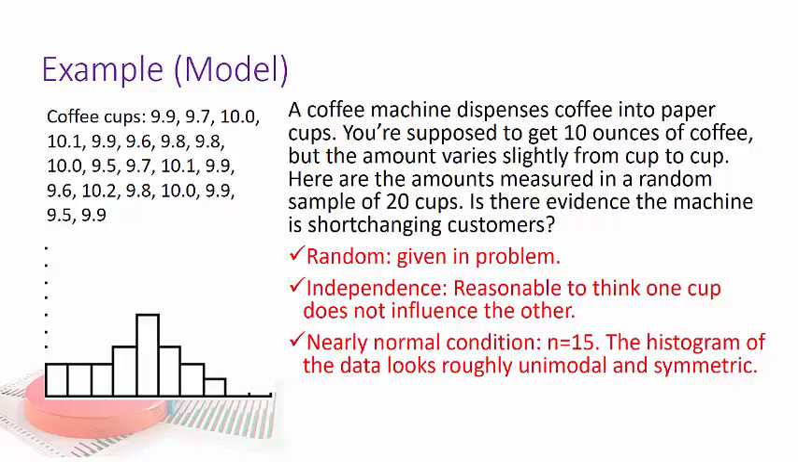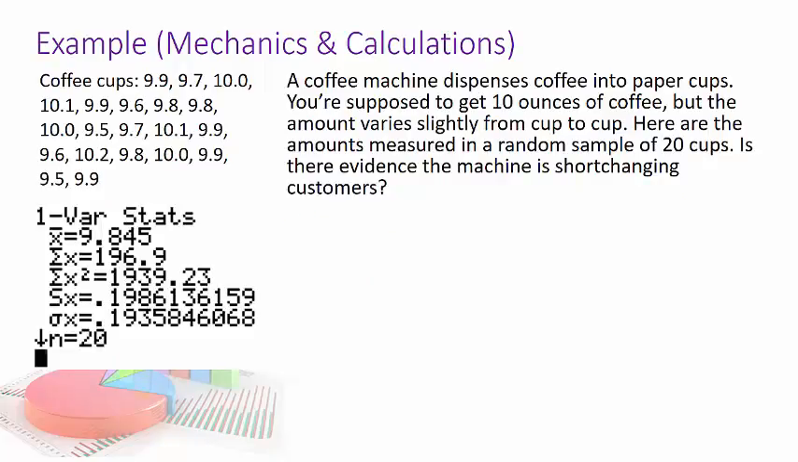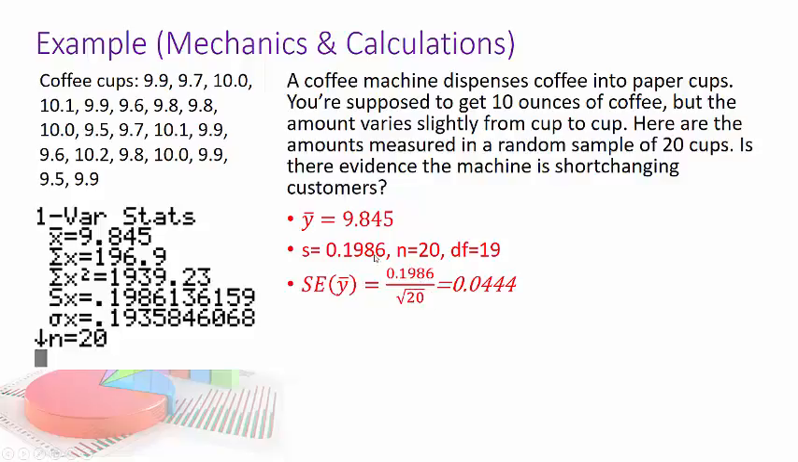All right, so now the mechanics and calculations. First of all, we did one var stats, so you can get your mean and your standard deviation for your sample, and n is 20. It's nice your calculator tells you that, which means our degrees of freedom is 19. We need to calculate the standard error for the mean, so we divide the standard deviation by the square root of n, and we get 0.044. Now we need to calculate our test statistic. So we go our mean minus what we're testing against, our parameter, divided by our standard error, and we get a t-value of negative 3.49, which sounds pretty darn far away.